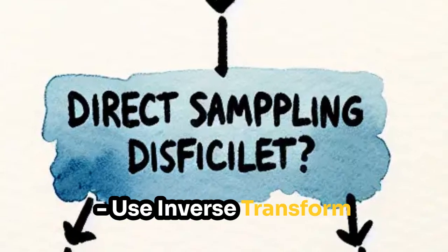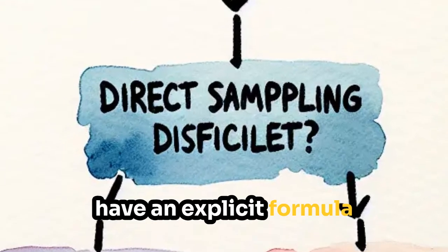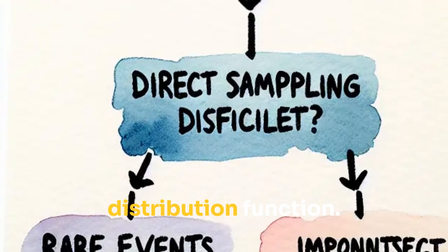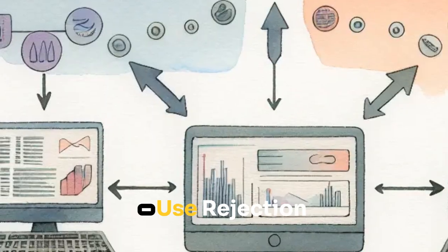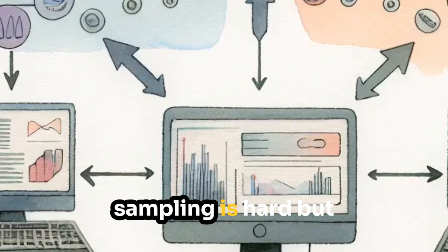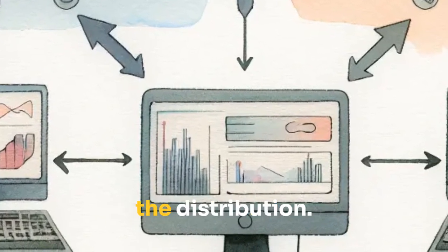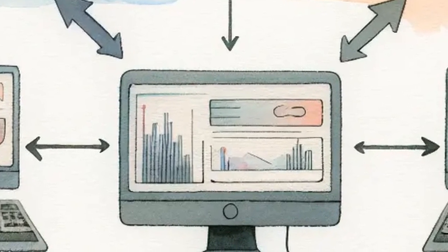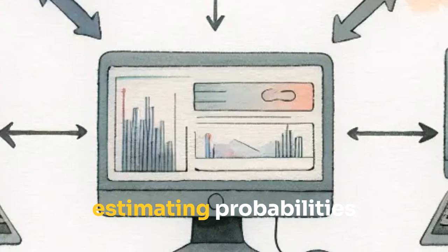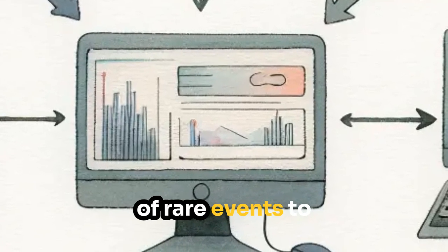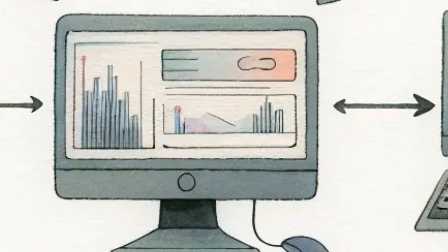Which sampling technique to use? Use inverse transform sampling when you have an explicit formula for the cumulative distribution function. Use rejection sampling when direct sampling is hard, but you can approximate the distribution. Use importance sampling when estimating probabilities of rare events to improve efficiency.